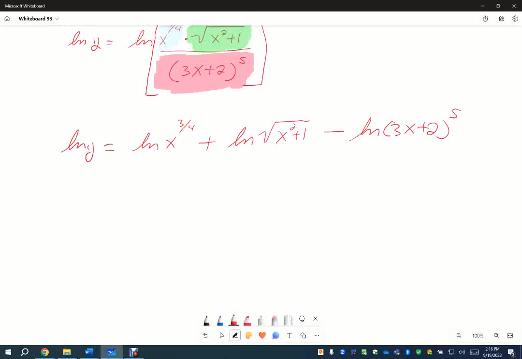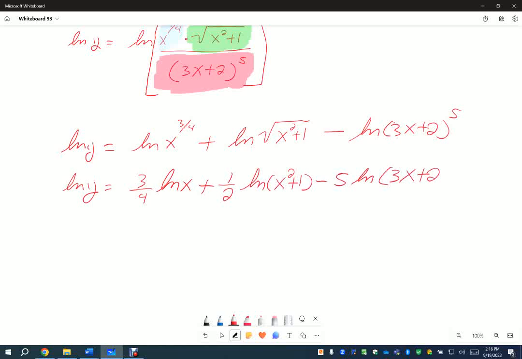Next thing I'm going to do is bring out those exponents. So I have a 3/4 ln of x plus a 1/2 ln of x squared plus 1 minus 5 ln of 3x plus 2.